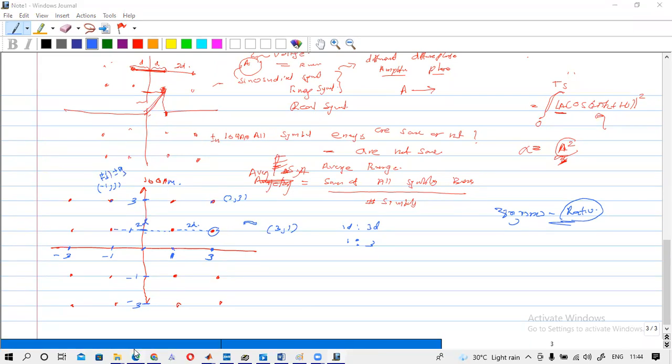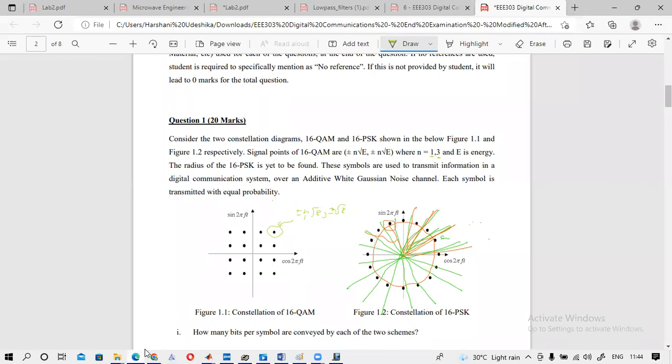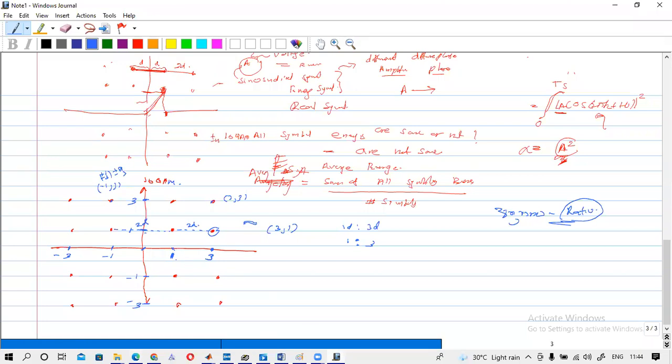It is given here. It is plus or minus 1 root t, plus or minus 3 root t. So you can determine this point. This point is 1 root t. This point is 3 root t. Using my diagram, you can very simply determine that. This point is 1 root t and this point is 3 root t. This point is minus 1 root t. This point is minus 3 root t.